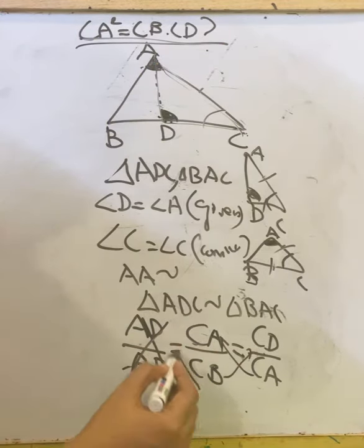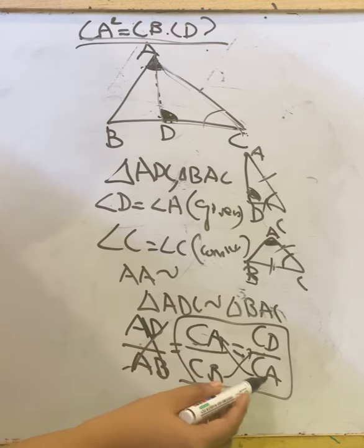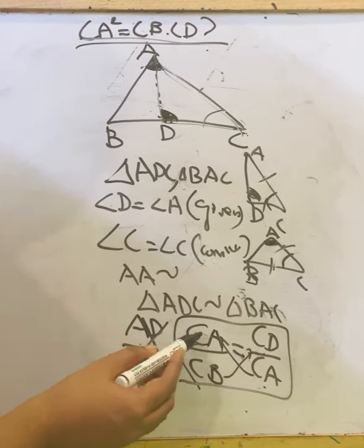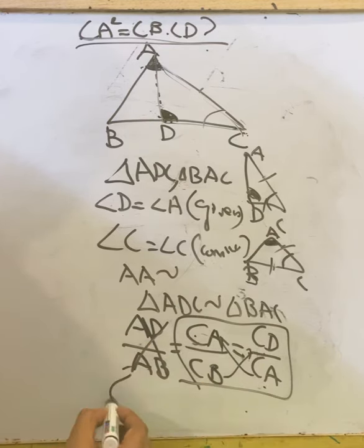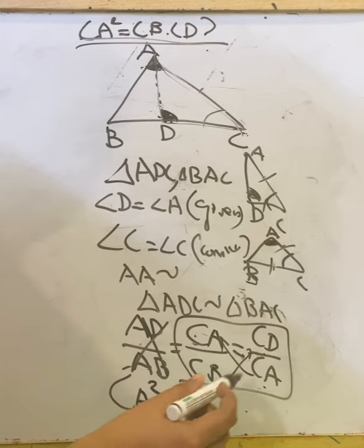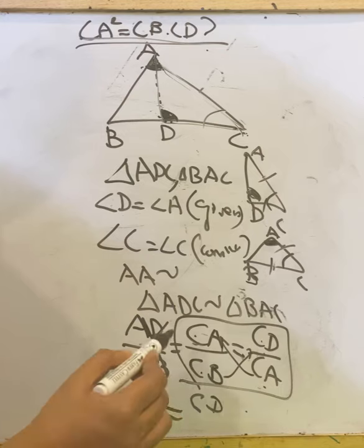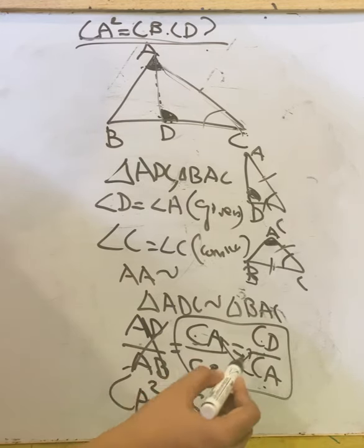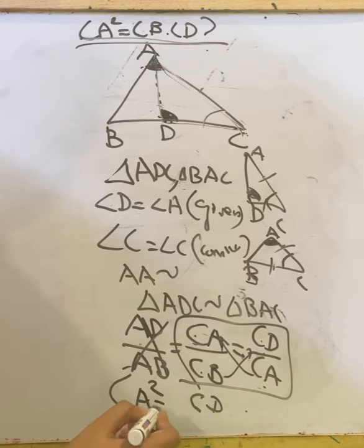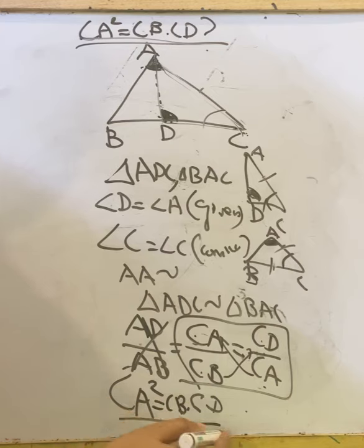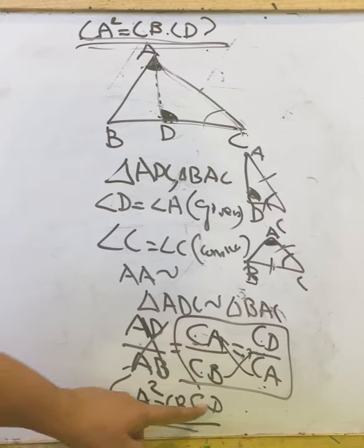So considering this, CA goes to numerator, so it becomes CA into CA, that is CA square, equal to, here we have CD, already CD, CB taken to numerator, it is multiplication. So CB into CD is CB into CD. That is what we have to prove. We rearranged this and we got this step.